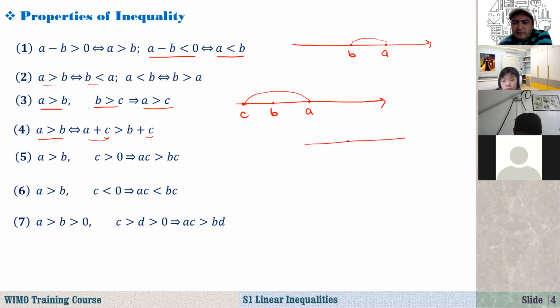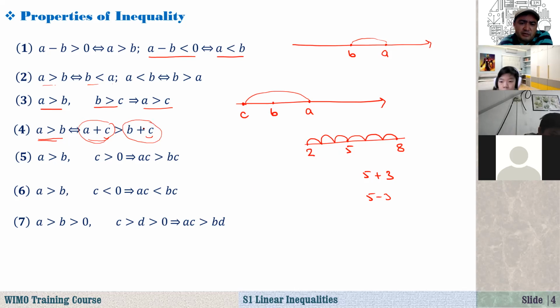For example, let's say here we have 5. What is 5 plus 3? That means that I need to shift 3 units to the right. 1, 2, 3. So 5 plus 3 is equal to 8. And how about 5 minus 3? That means that I need to shift this point 3 units to the left. 1, 2, 3. So 5 minus 3 is equal to 2. That means that if A is greater than B, and if you shift A, C units to the left or right, and in the same way shift B, C units to the right or left, this inequality does not change.